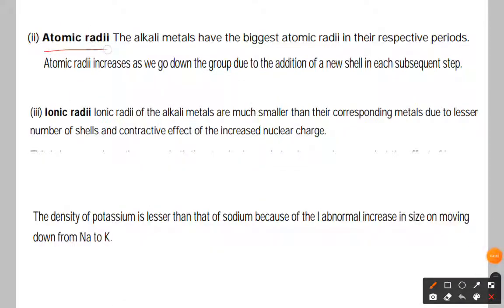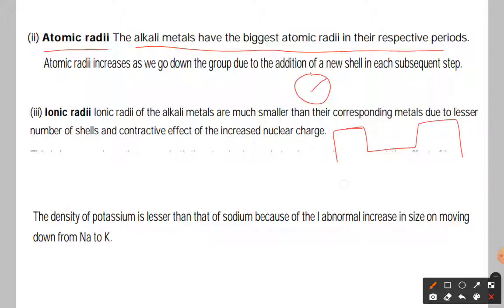Here, atomic radius: as you know, what does atomic radius mean? The distance from the nucleus to the outermost orbit is called the atomic radius. Now, the alkali metals have the biggest atomic radii in their respective periods, isn't it? Why? Because, as you know very well, in the periodic table, if you go from left to right, the atomic radius decreases. So in the period, they have the biggest atomic radii.